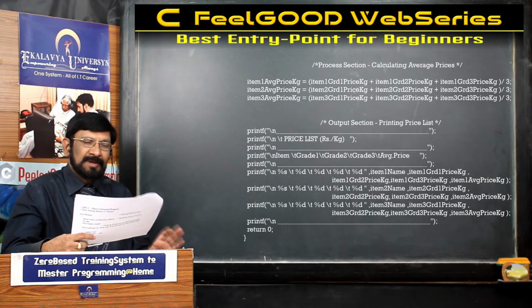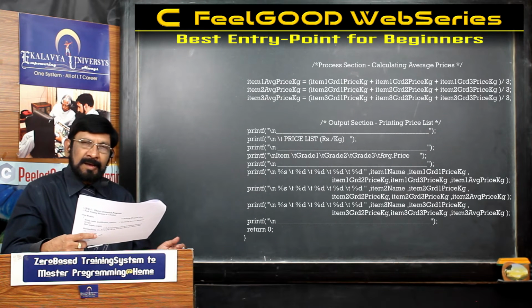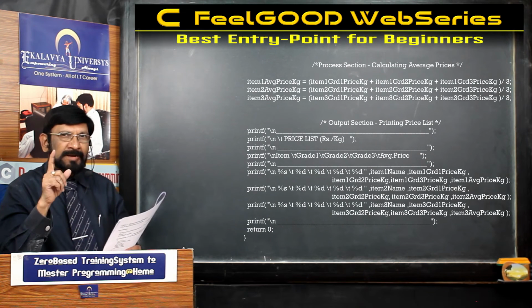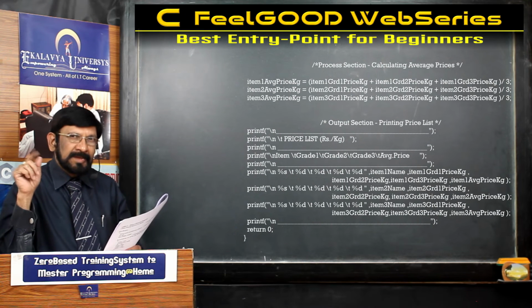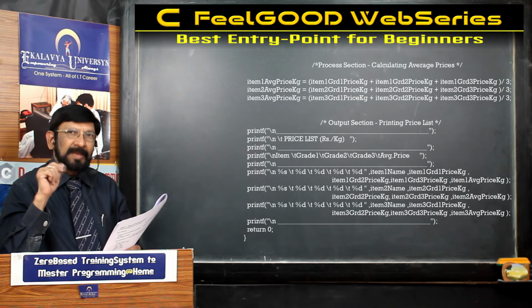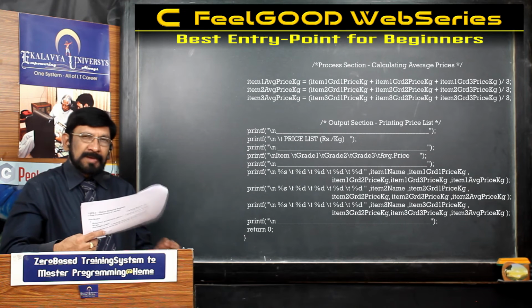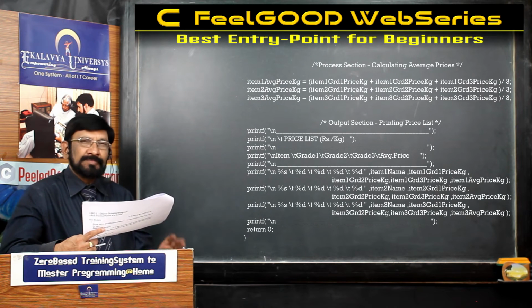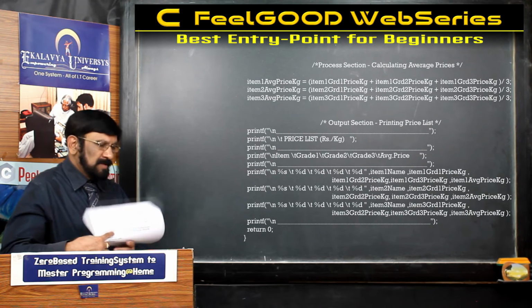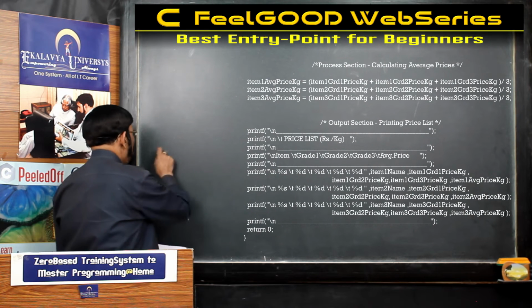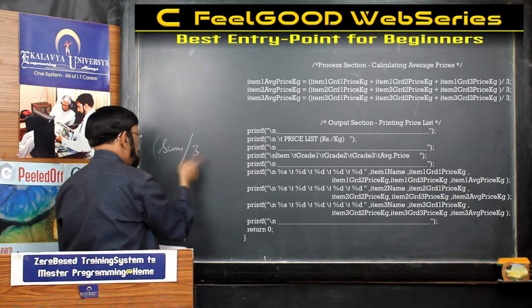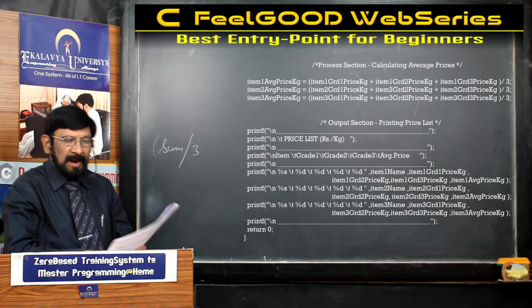Thereafter, the processing section. Here one thing I am telling you: the 3 items within parentheses you have to write, or otherwise the 3 will divide the last item only. It leads to a logical error. Logical errors you can know only in testing. That's why be careful. Now, to find out the average, you want to divide the sum with 3, not the last item.